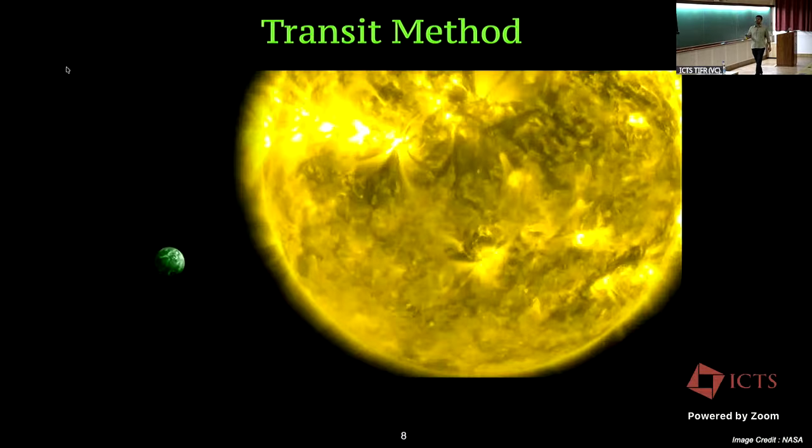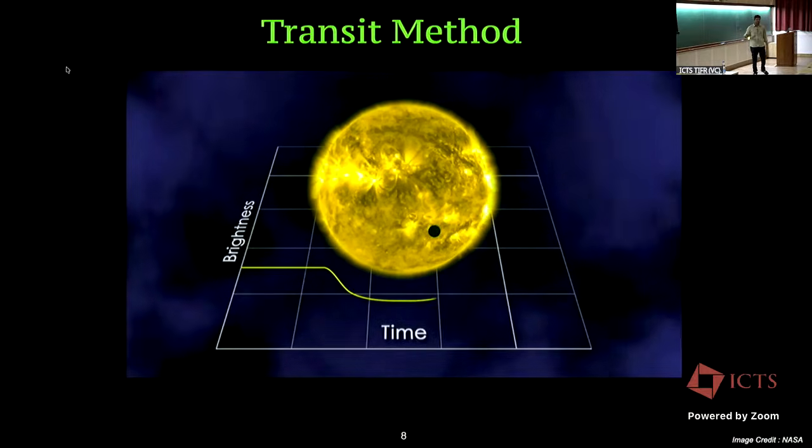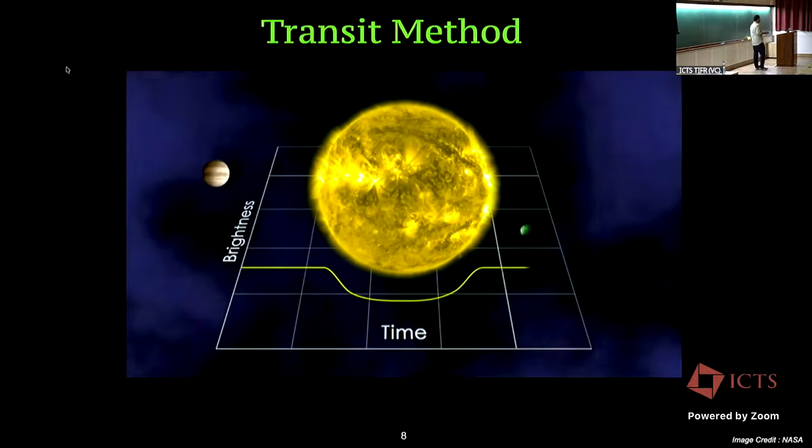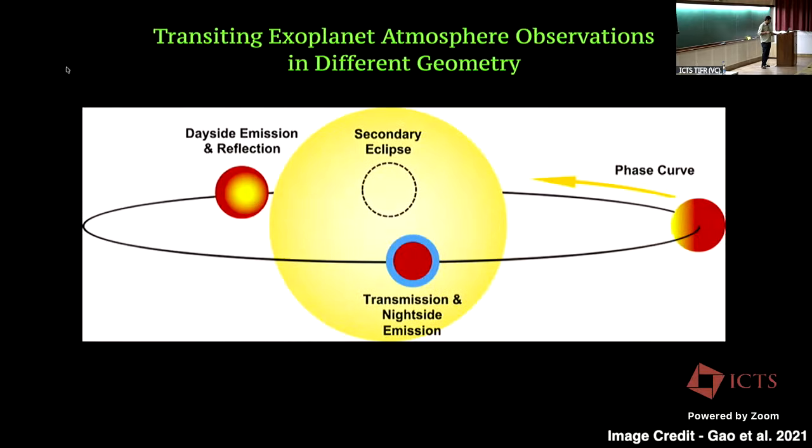Basically, as the planet goes in front of the star, there's a dip, and this dip is what we see and use to detect the planet. I'll come to what we do in transmission spectroscopy in the coming slides. But I just wanted to give you an overview of how we do exoplanet atmospheric characterization in different geometries.